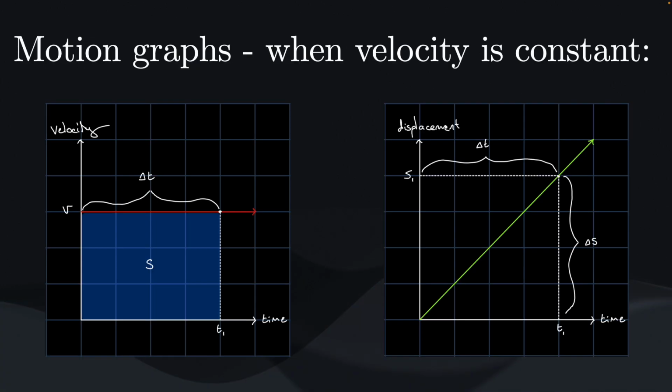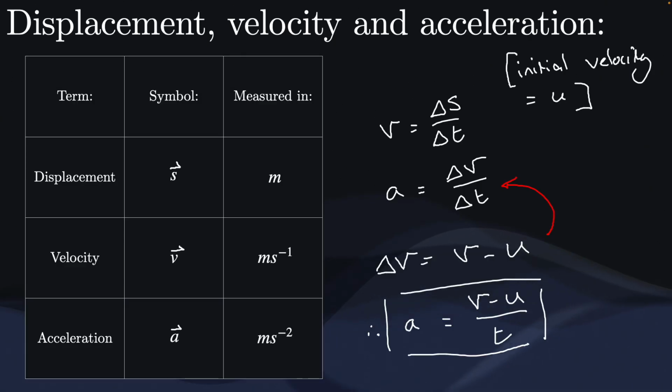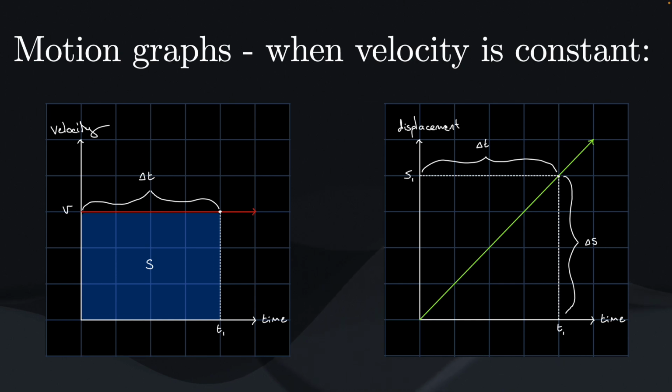Now, motion graphs. This is really, really important. Basically, motion graphs are what happens when we graph these different things, and doing maths, you should be able to tell. So a velocity time graph means what happens if you graph velocity with time on the x-axis, or displacement with time on the x-axis.